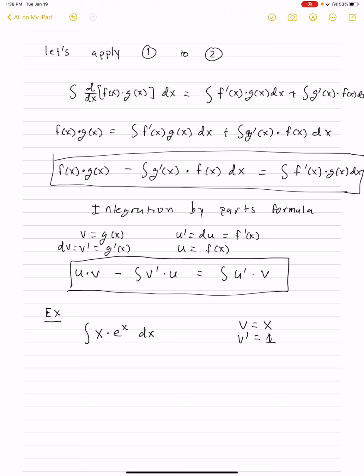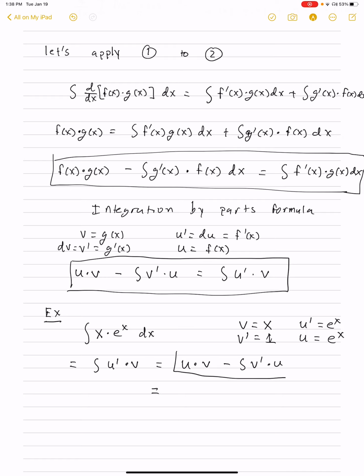Then that means, since I let v be x, that u prime has to be equal to e to the x. Well, u is the thing that has derivative e to the x, which is e to the x itself. So this integral right here is going to be u prime times v. That's x times e to the x. That's going to be u times v minus the integral of v prime times u.